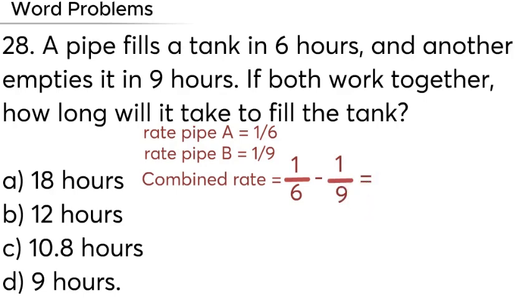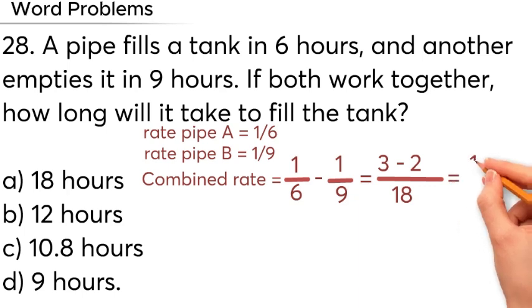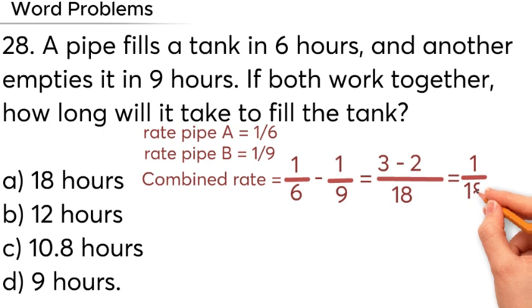Subtract the fractions by finding the least common denominator of 6 and 9. The least common denominator is 18 since 18 is divisible by 6 and 9, converting the fractions into a form where 18 is the denominator. For 1 over 6, 18 divided by 6 is 3, 3 times 1 is 3. Therefore, it is 3 over 18. Next, for 1 over 9, 18 divided by 9 is 2, 2 times 1 is 2. Thus, it is 2 over 18. Now, we can easily subtract the fractions. 3 minus 2 is 1. Hence, the answer is 1 over 18.